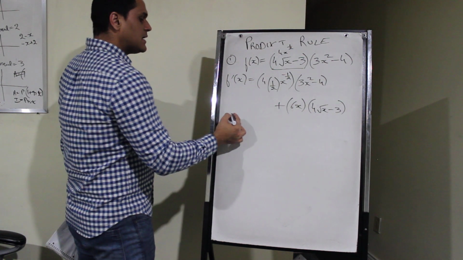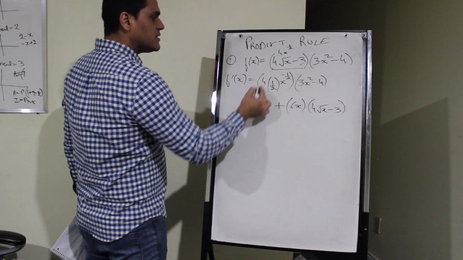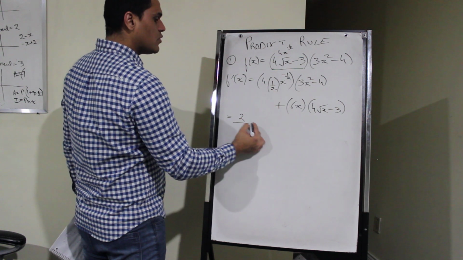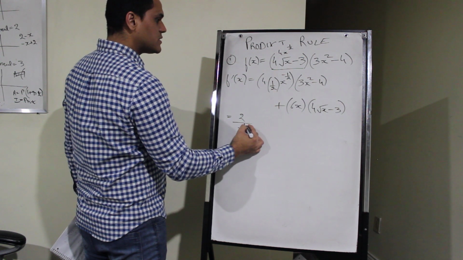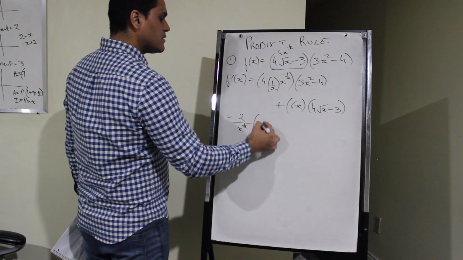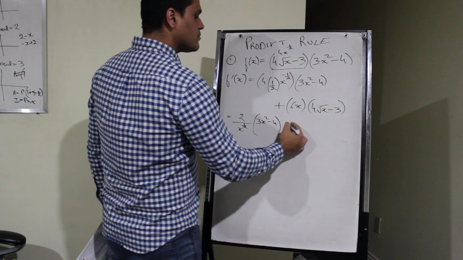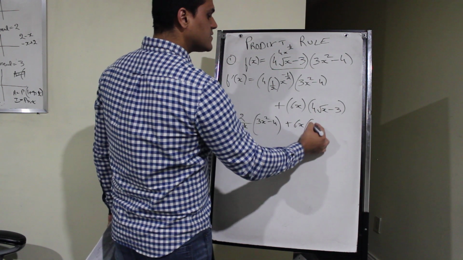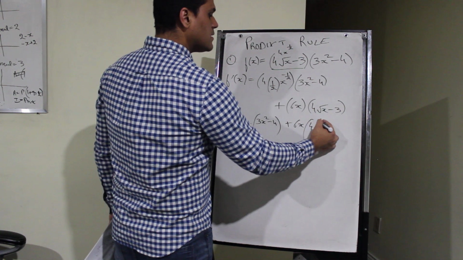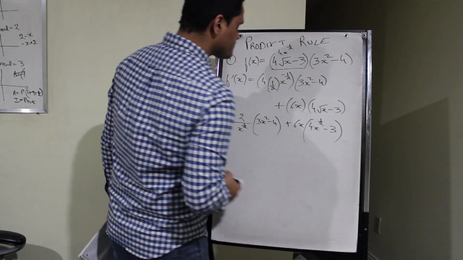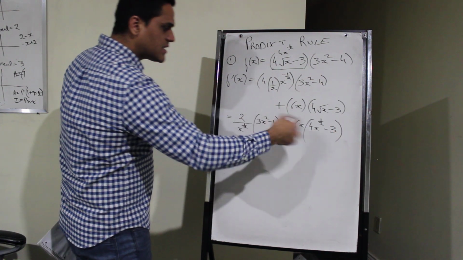Okay? Now you can simplify this further. This will just become 2 over x raised to the power 1 over 2 times 3x squared minus 4, plus 6x times 4 square root of x minus 3. And now let's FOIL these terms, okay?